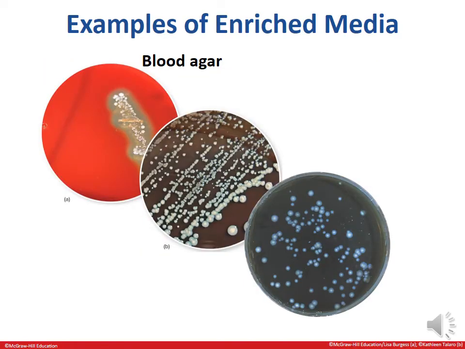So some examples of enriched media are usually very colorful as well, some of the dyes that they add, but blood agar gets its color really from the blood that's added to it. So here's an example of those, for example, Streptococcus. There are certain species that are capable of hemolysis, and so when they break down those blood cells, you can see there's sort of a little halo around where the culture has formed.